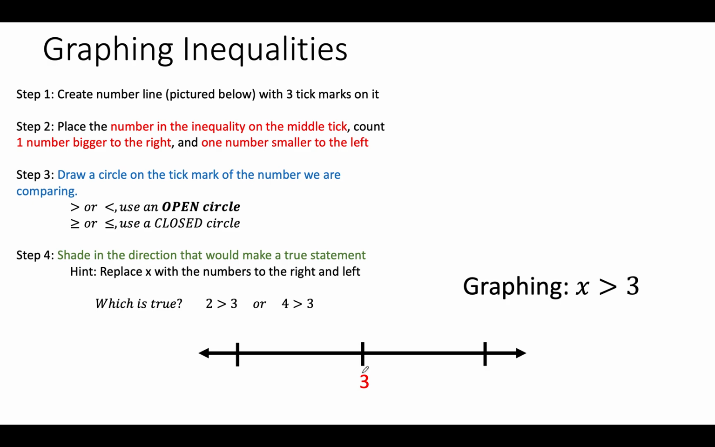I'll erase all the pen. Here we are to fill in everything like I said. This is step 2, we put our numbers down. Step 3, we drew our circle. Step 4, we wrote which one is true: 2 is greater than 3 or 4 is greater than 3. We figured out 4 is greater than 3, so we shade to the right. And I went ahead and color coded those with the steps. So make sure you have that down in your notes.